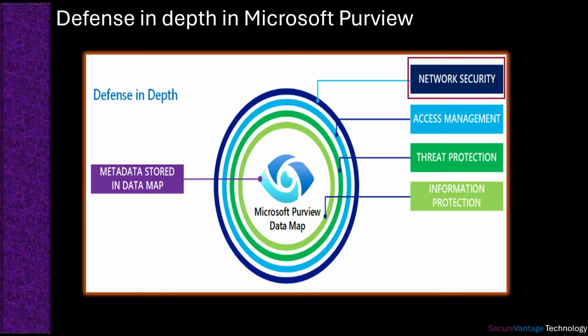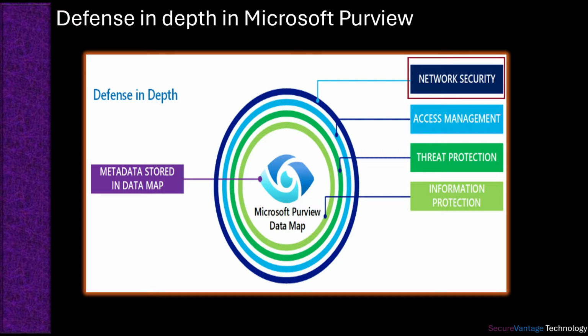Network security is all about keeping the perimeter safe. Imagine your data as valuable items stored in a safe inside a building. The first layer of defense would be to secure the building itself. In Microsoft Purview, this building is your network. Since Purview is a cloud-based platform as a service solution, you can use several tools to protect it at the network layer, such as Private Link Service, Purview Firewall, and Network Security Group.